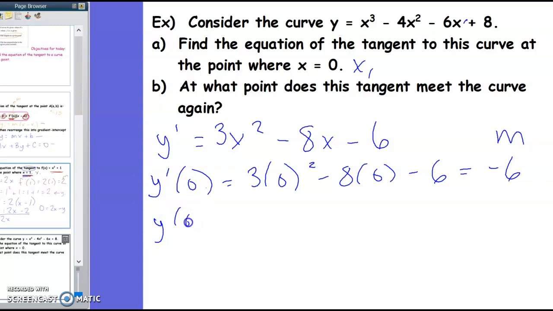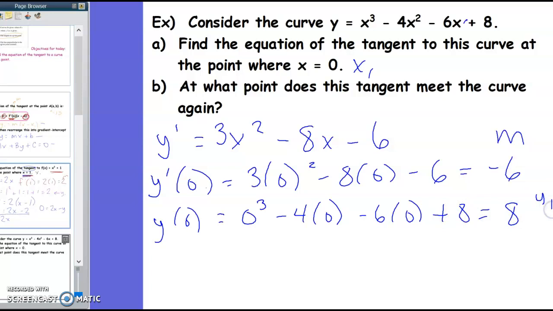Let's take our x value of 0 and substitute into the original equation. And I end up with 8. And that is my y sub 1 value because I used the original equation. Okay, so now I'm going to use that equation from a couple slides ago, and I'm going to substitute in y minus y sub 1, which I just found to be 8, equals m, which I found to be negative 6, times x minus x sub 1, which I found to be 0.